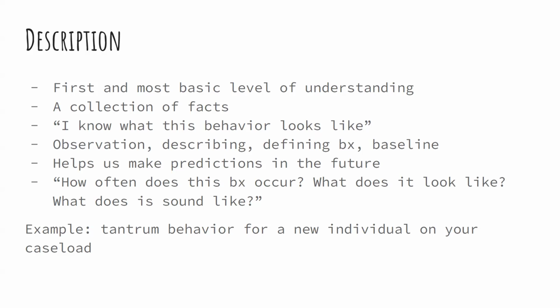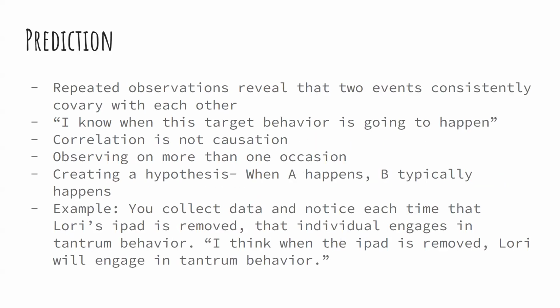Prediction is the second level of scientific understanding, and it occurs when repeated observations reveal that two events consistently covary with each other. Basically, you're saying, I know when this target behavior is going to happen. Prediction indicates that two events tend to occur in the presence of one another, but remember that correlation is not causation. So we're not saying that the behavior happens because of something. We are just saying that when A happens, B typically happens.